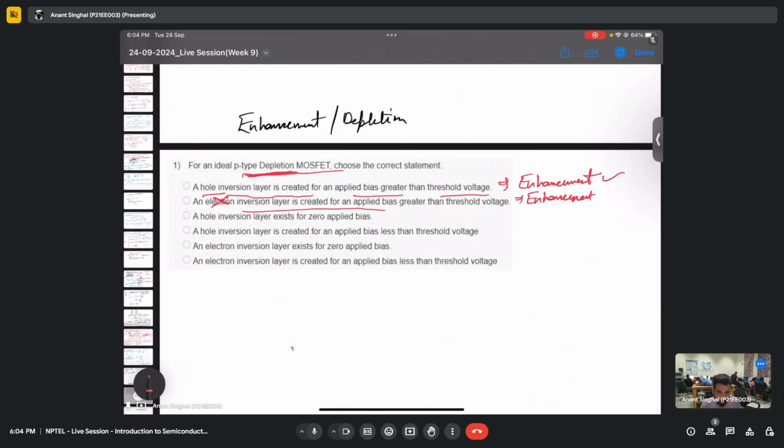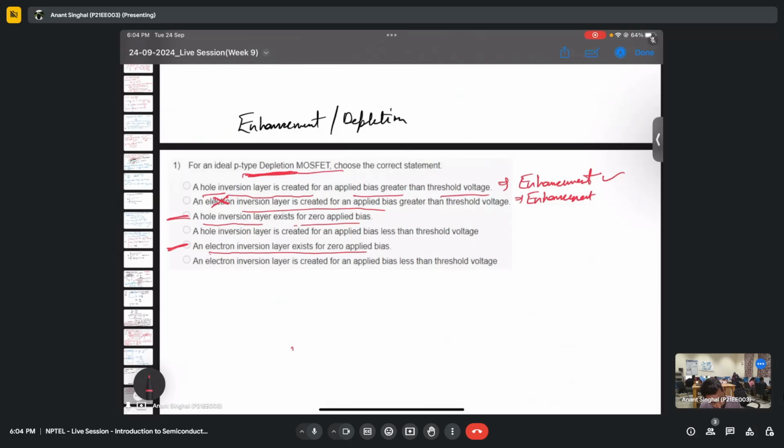The third option is a hole inversion layer exists for zero applied bias. So we have the option that the electron inversion layer exists for zero bias. So either this is correct or this is correct. So this one is again incorrect. So what can be the answer? This one or this one?